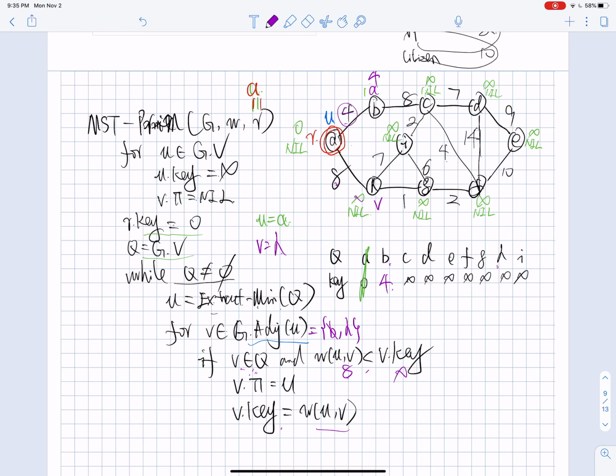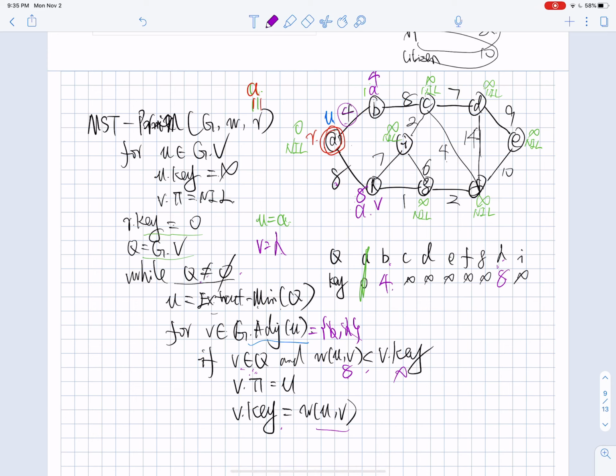So we'll be able to execute the next two lines, in which we're going to set the width of V as WUV, which is 8. And then we're going to set its parent as u, which is a. So it has its parent as a. So here we just updated the width of h as 8. So now we finish this for loop, as well as this iteration of the while loop. And in this while loop, we basically update the weight of b and h.